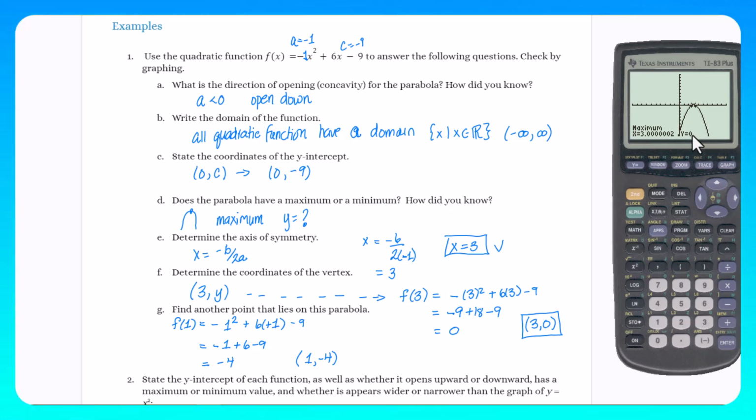Well, what about the point that we checked? Well, you could have checked a different point, and it's easy enough to figure that out. We're just going to go back to that value function. Second trace, 1 for value. We're going to put 1 in, and we get -4.